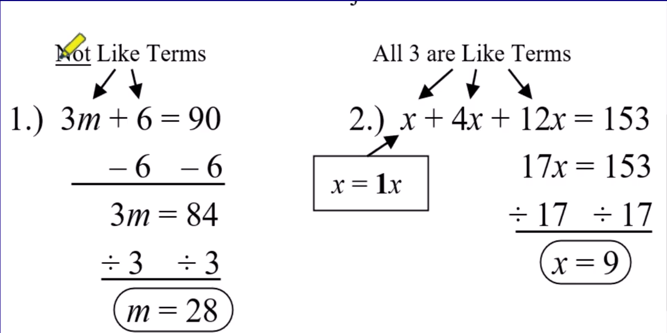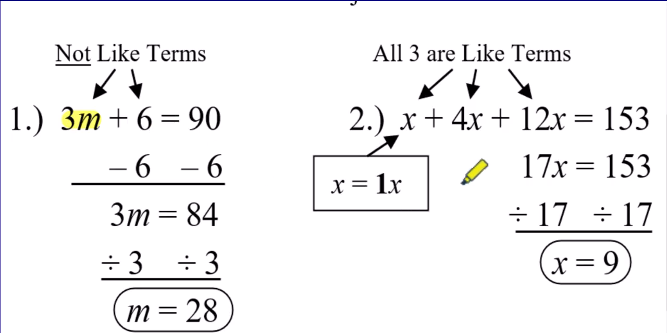Problem number one. Notice these are not like terms. 3 has the m, but 6 does not. So what do? We just do inverse operations. Inverse of adding is subtracting. Inverse of multiplying is dividing. We do reverse order from order of operations. So instead of PEMDAS, we will do it backwards, which is SADMAP. This is the normal type of equation you guys have solved many times.